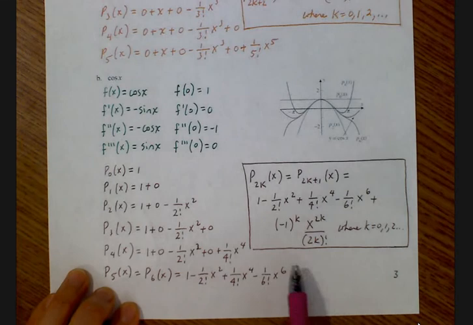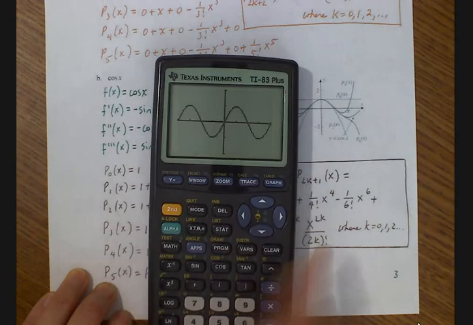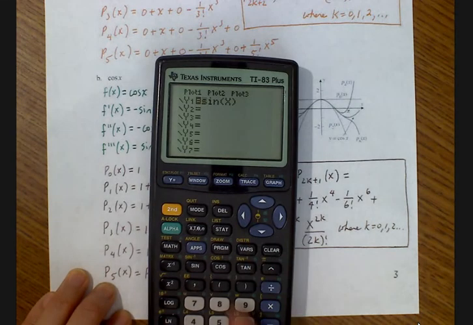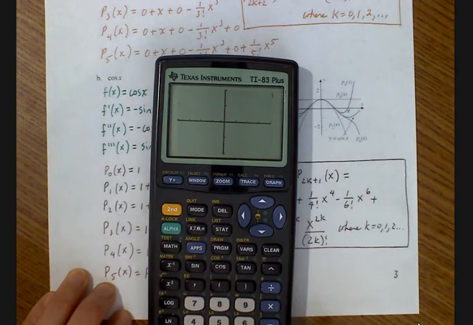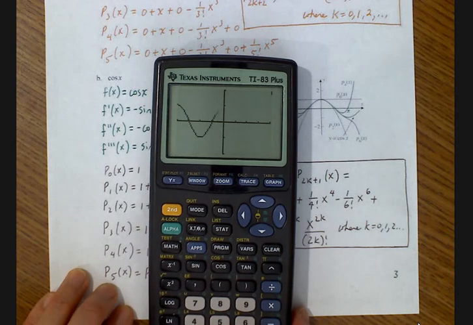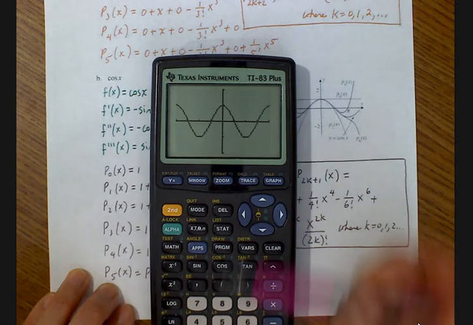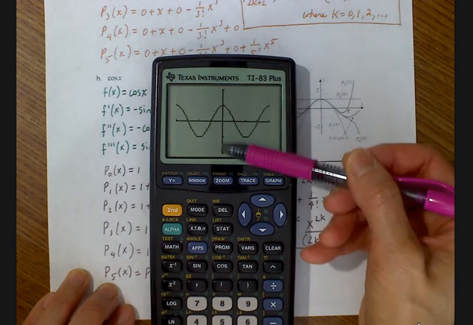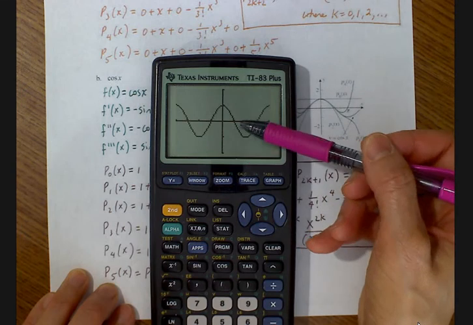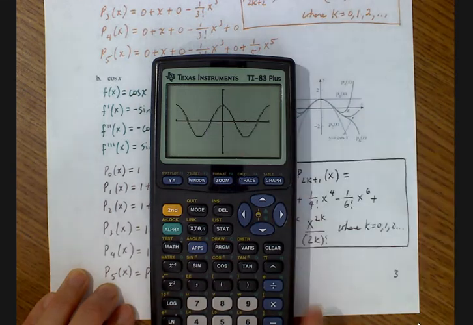And so if you recall, cosine is an even function. Even in terms of symmetry means that it has a reflectional symmetry about the y-axis. So this line right here is going to be the line of symmetry, and anything to the right and the left of it are exactly the same.